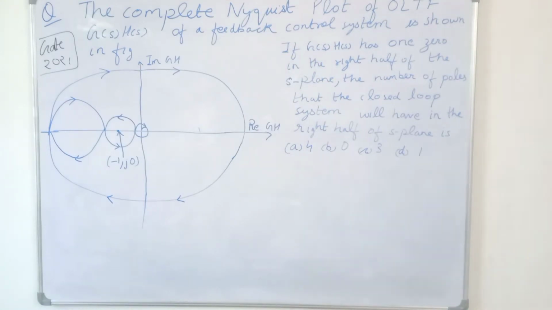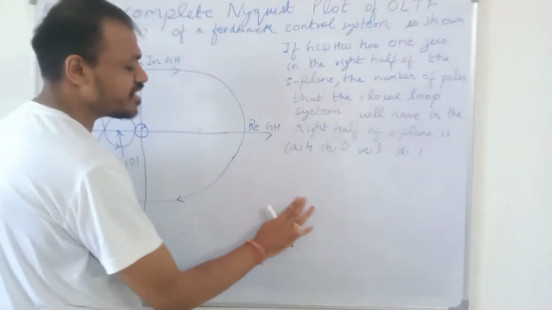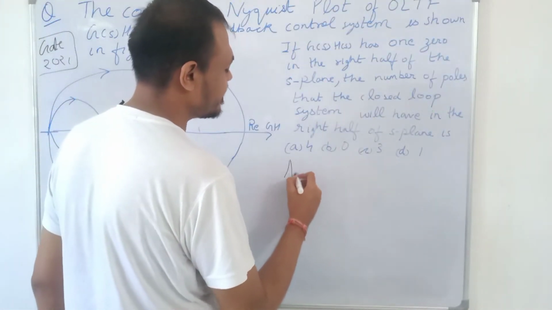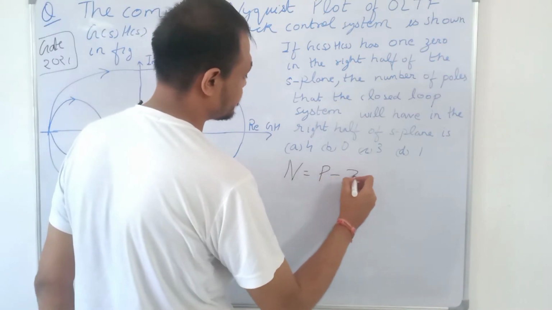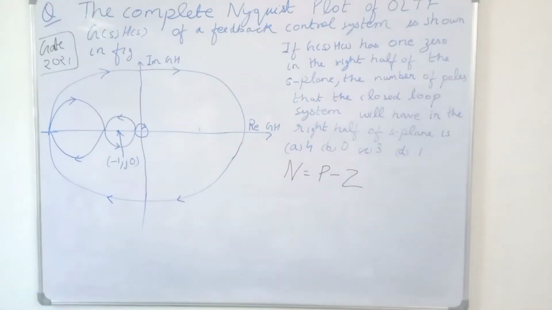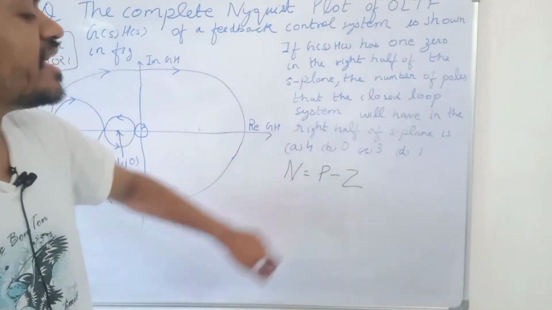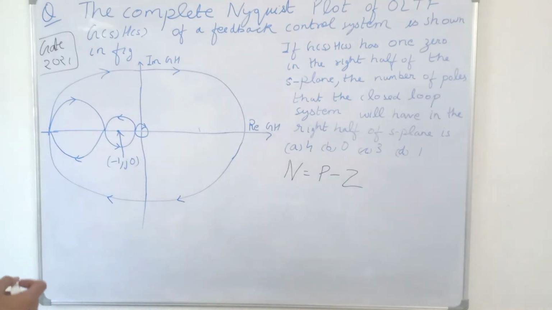So for the Nyquist criterion, we know that our formula is N = P - Z, where N is the number of encirclements in the anti-clockwise direction, not clockwise, it is in the anti-clockwise direction. P is the number of poles in the right half of S plane for the OLTF system.